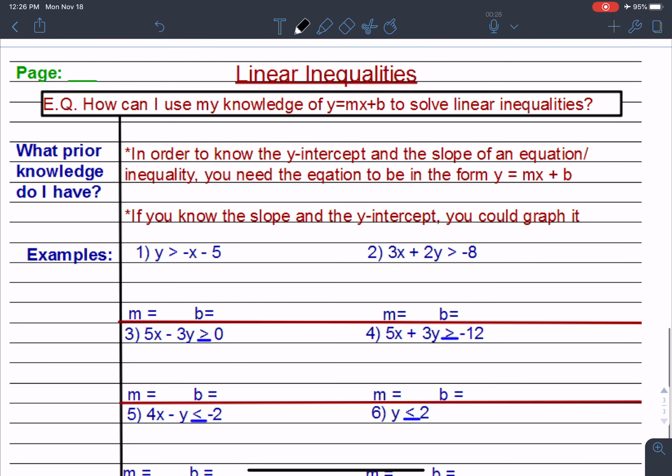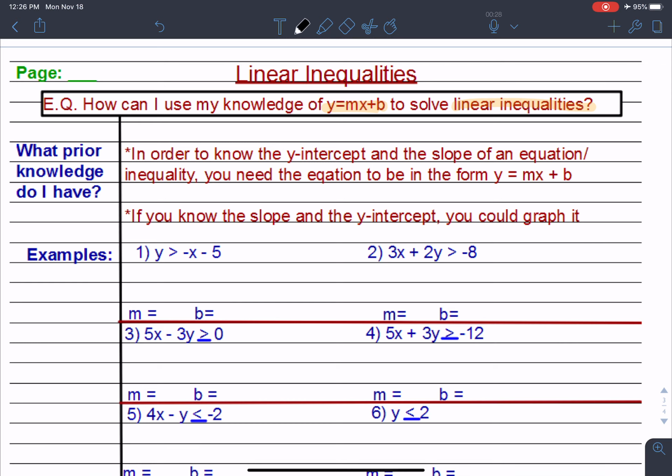So now for our last part, we're going to be doing the same thing, but now we're going to do linear inequalities, which involves mx plus b. So our essential question is, how can I use my knowledge from y equals mx plus b to solve linear inequalities? So this y equals mx plus b is what we just did on our last test, but now we're going to be doing something similar, but they're going to be called linear inequalities instead of linear equations.